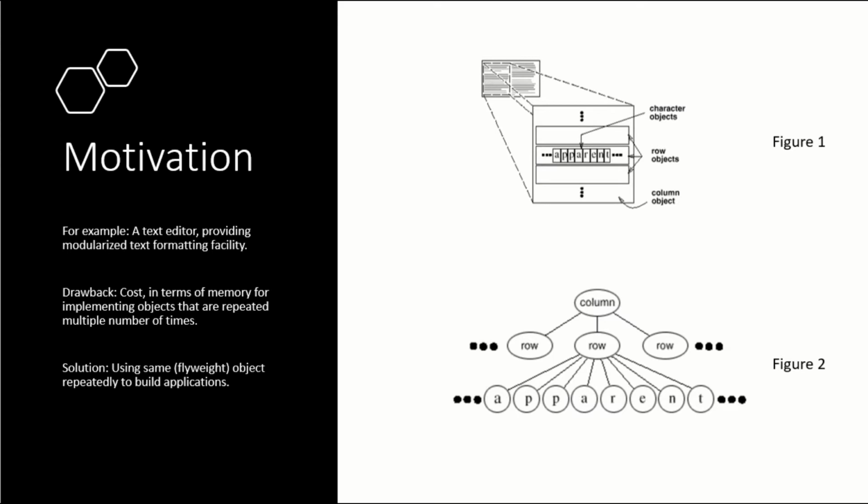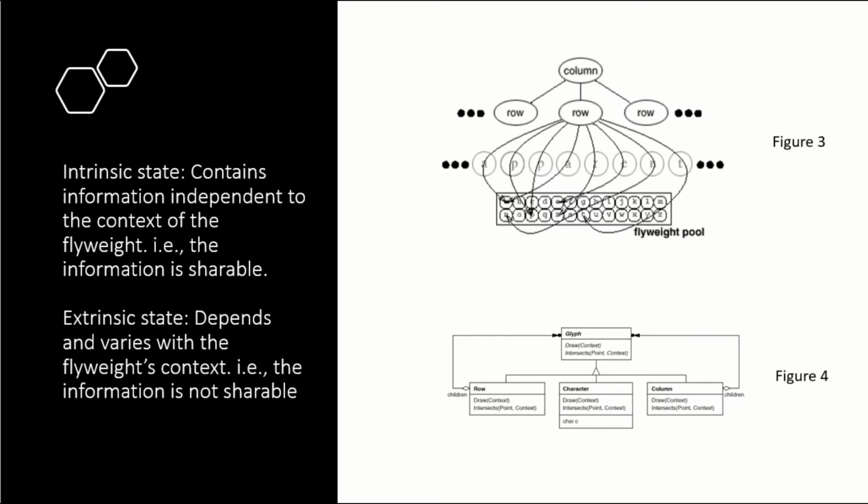For example, in a simple text editor application, one would require multiple character objects, row objects, and column objects. This is shown in figure 1 and figure 2 over here. This could lead to a lot of memory usage, and the answer to which is using the flyweight design pattern.